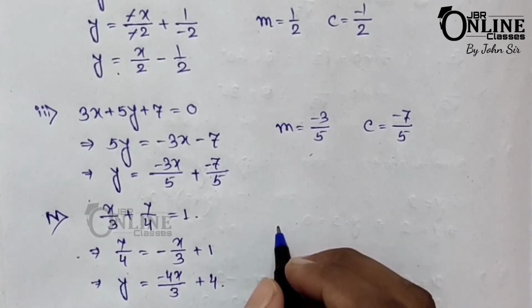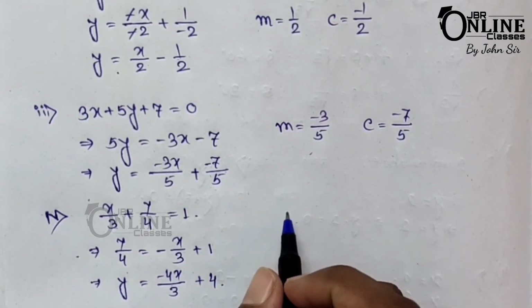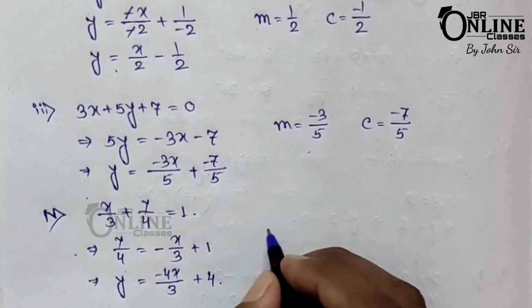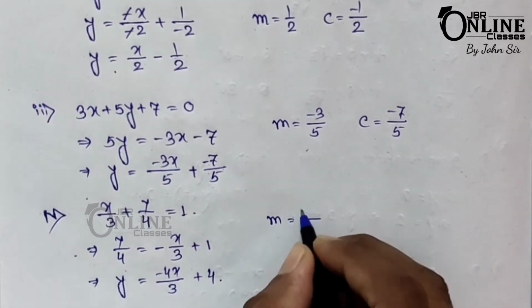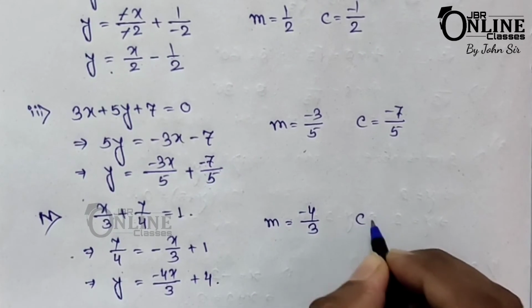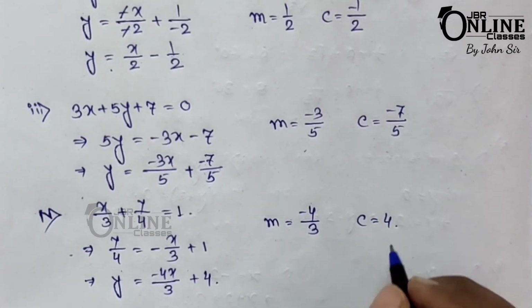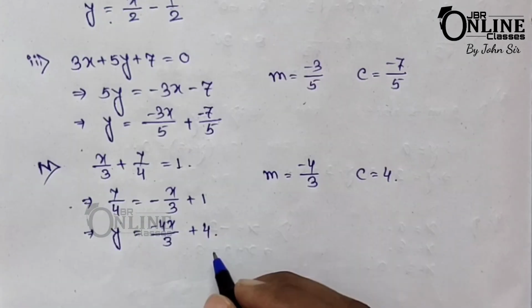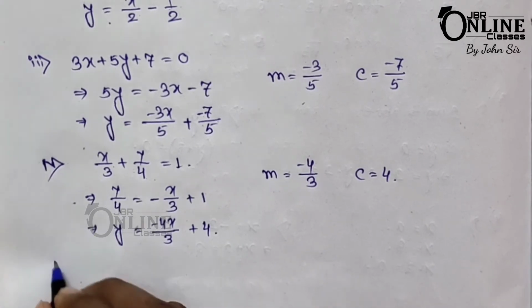So by comparing this equation with y equal to mx plus c, you will get m equal to minus 4 by 3 and c equal to 4. That means the y-intercept equal to 4. Now next, sum number 5.